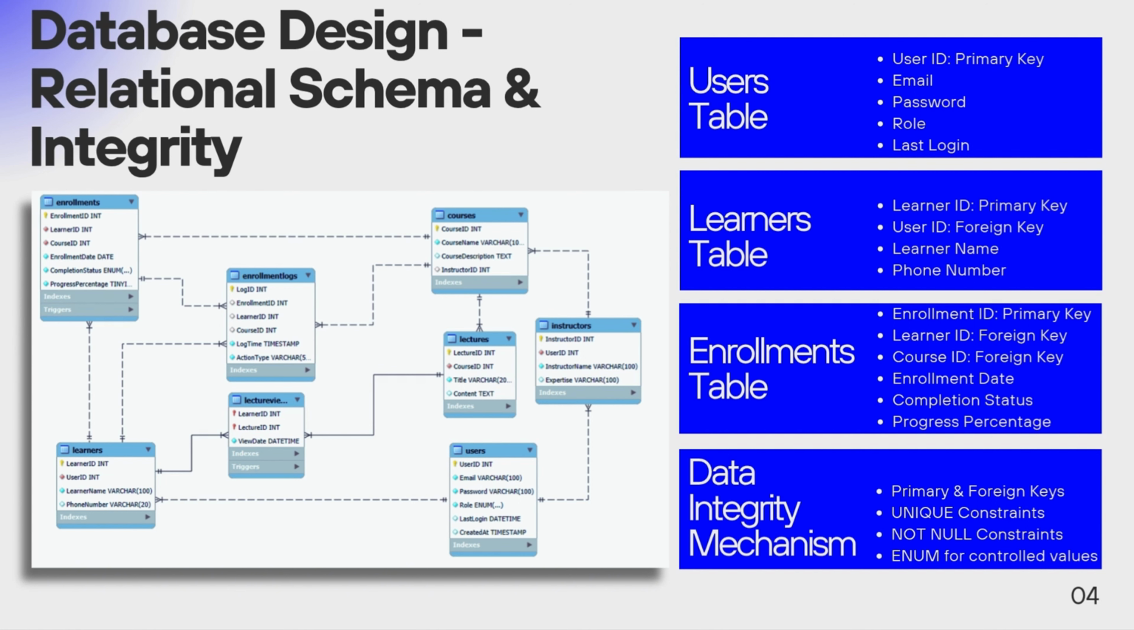Across all tables, we have rigorously applied primary keys, foreign keys with specific on-delete actions like cascade or set null, unique constraints for fields like emails, and non-null constraints for essential data, all to maintain high data integrity and consistency.